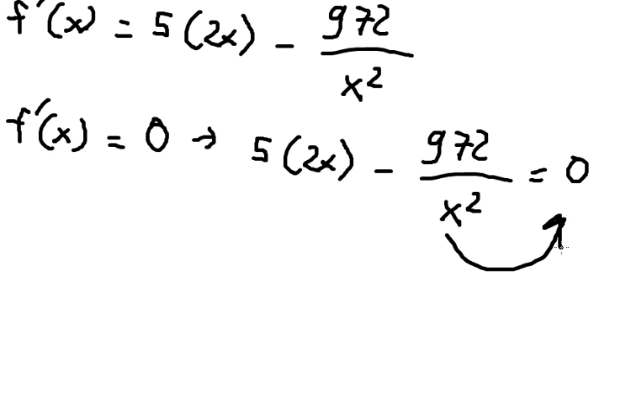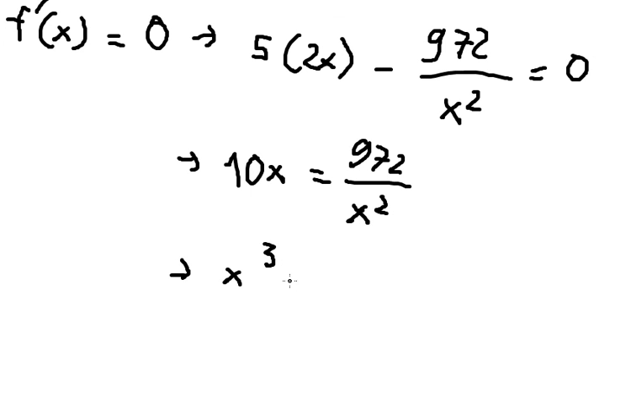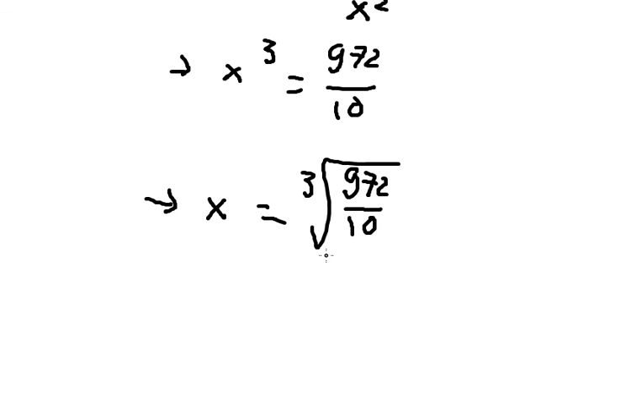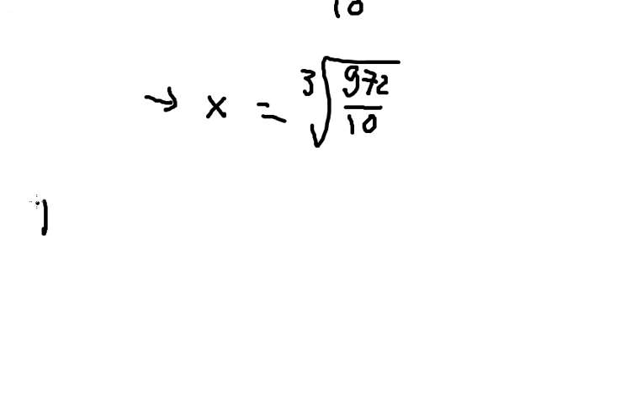So I will put this one to the right. 5 and 2, we have 10. So x squared we put on the left, 10 we put on the right. And now I will take the cubic root of both sides. So this value in here makes the total cost the smallest. So we just put the value in here.